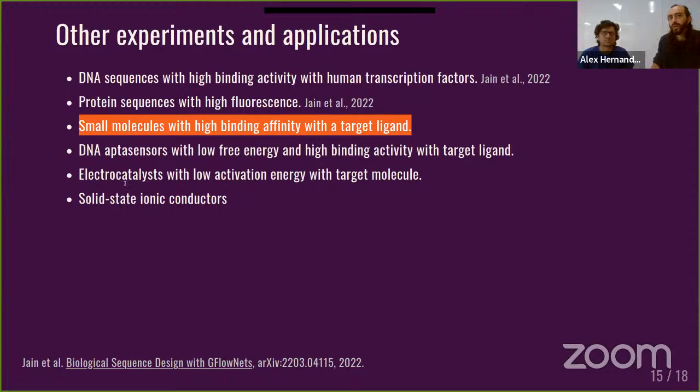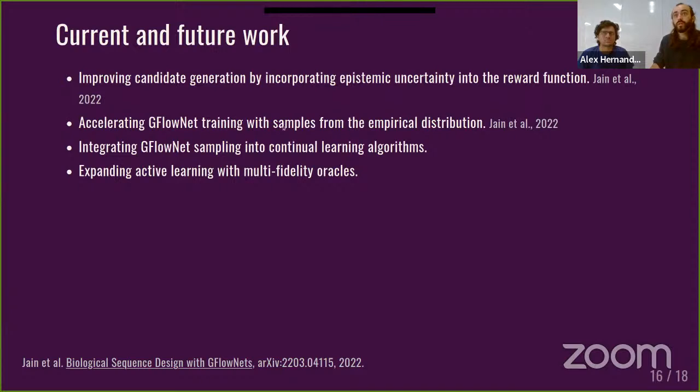Beyond biological sequence design, we're also using this for more inorganic material discovery with electrocatalysts, for energy storage, for example, or for improving batteries, searching for solid state ionic conductors. And other people in the group are working on the application of GFlowNet on other domains. Something that is also included in the biological sequence design paper is the inclusion of epistemic uncertainty into the reward function. We found that this improves the training and the generation of diverse sequences, and we also explored how GFlowNet training can be accelerated by including samples from the empirical distribution. So if this is something that interests you, you can see more details in the paper that's already on arXiv.